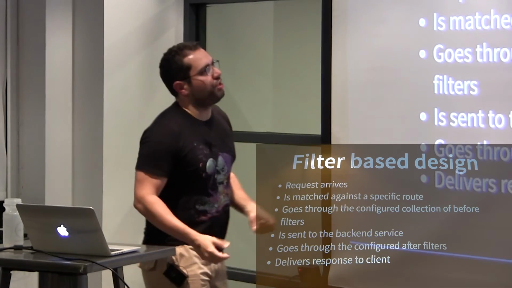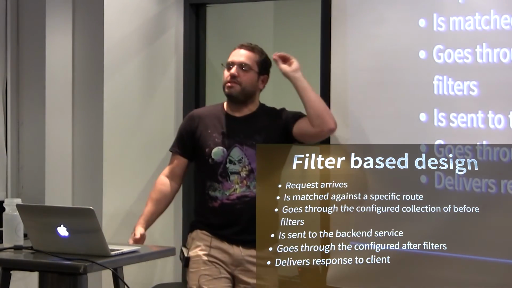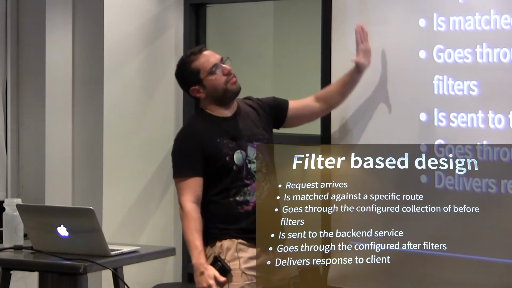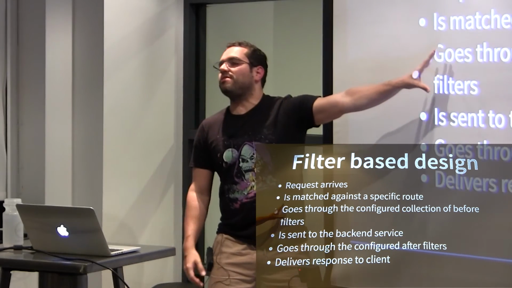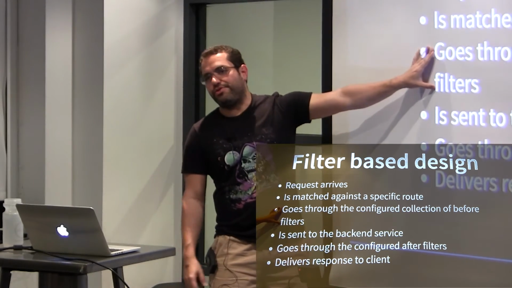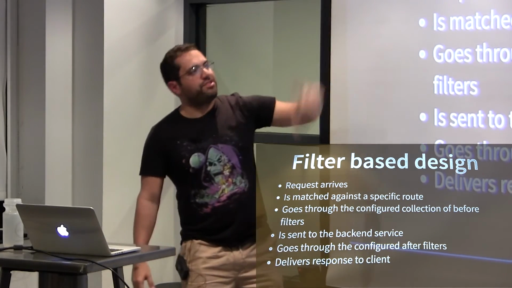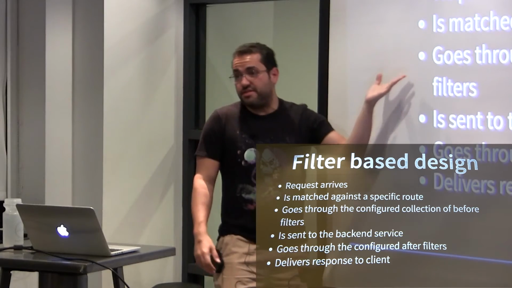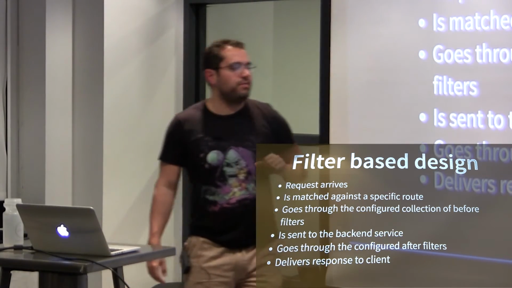So it's the usual filter-based design. A request arrives, it matches against a specific route. This route is going to have a configuration. So it's going to run all the before filters. For this configuration, a filter is allowed to deny or to stop the request cycle. Like the authentication filter is going to deny a request if it doesn't see any kind of authentication data. It's just going to say, oh, nope. This request is not going downstream.